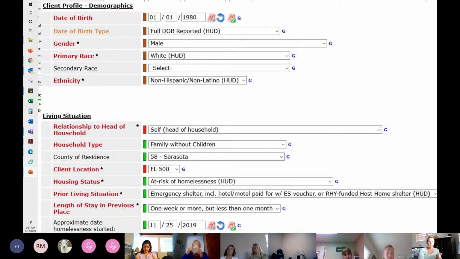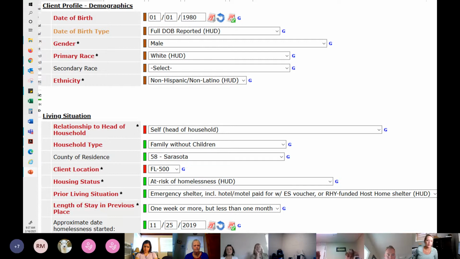When we're talking about data consistency, so we have data completeness, data timeliness, and data consistency. Data consistency is a very, very, very important concept within your HMIS system. If we are not entering data that is consistent, meaning does it make sense, then we're not telling a very good picture of the client's story.